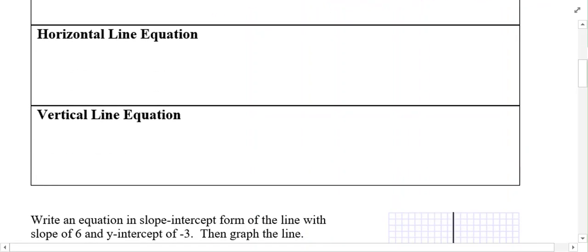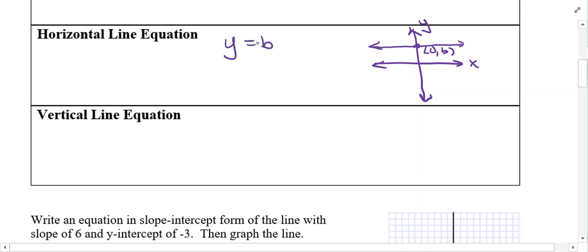The horizontal line equation: if you look at a horizontal line, we'll let this be our x-axis and this is our y-axis. A horizontal line would be parallel to the x-axis. It would intercept the y-axis at (0, b). And here the equation would be y equals b. The slope is 0. And every point on this line would have the same y value.